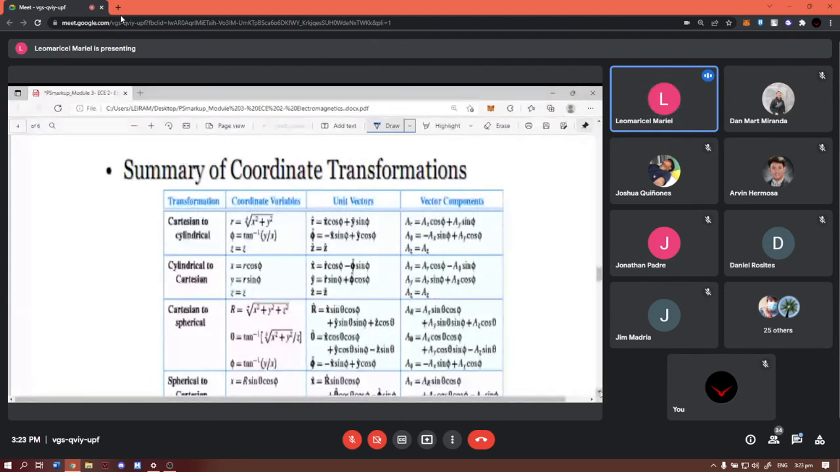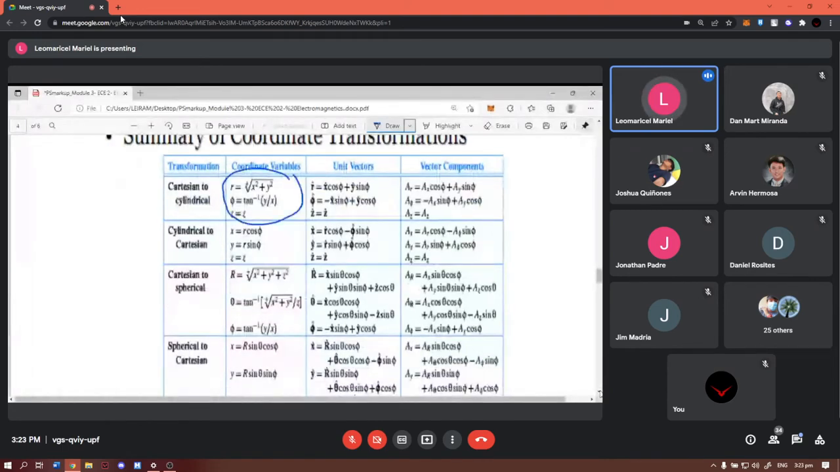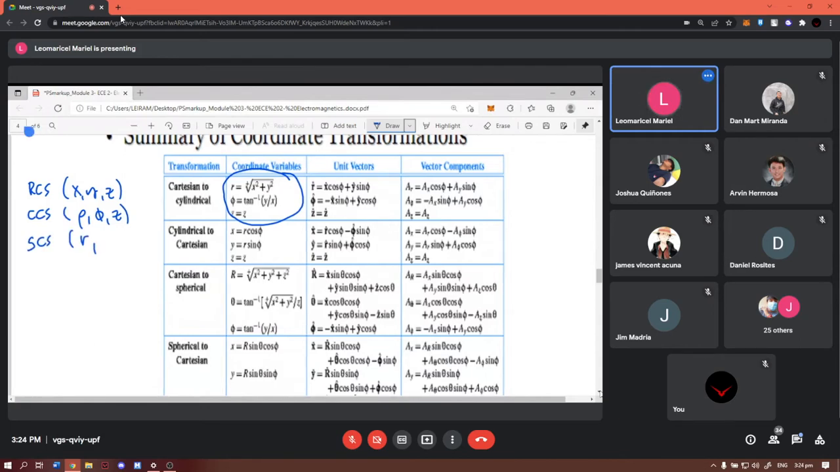Yan. Ito naman yung nagawa natin, di ba? Cartesian to cylindrical, ito yung formula natin. Kaso, kung mapapansin nyo dyan, ang notation niya dyan, R. So, palagi natin sabihin na in rectangular coordinate system, XYZ yung ating reference, no? Sa cylindrical coordinate system, that will be rho, phi, Z. Then sa spherical coordinate system, that will be R, theta, phi.